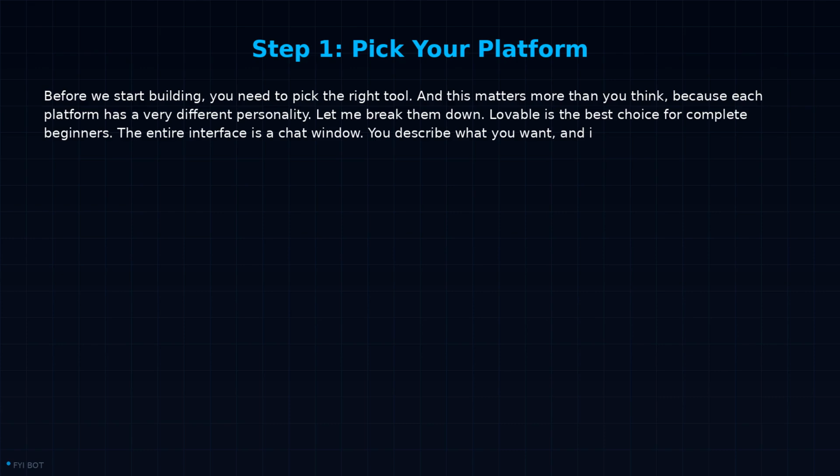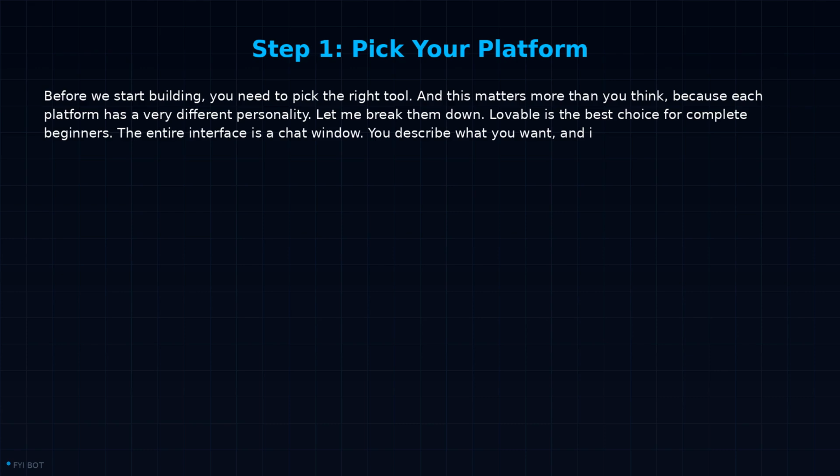V0.dev, from Vercel, is the design king. If you want your app to look like it was built by a professional design agency, this is your tool. But it only generates front-end components. You'll need to handle authentication and databases yourself. And Replit AI is the veteran all-in-one platform. It gives you a full code editor with AI assistance, so it's somewhere between Bolt and a traditional development environment.